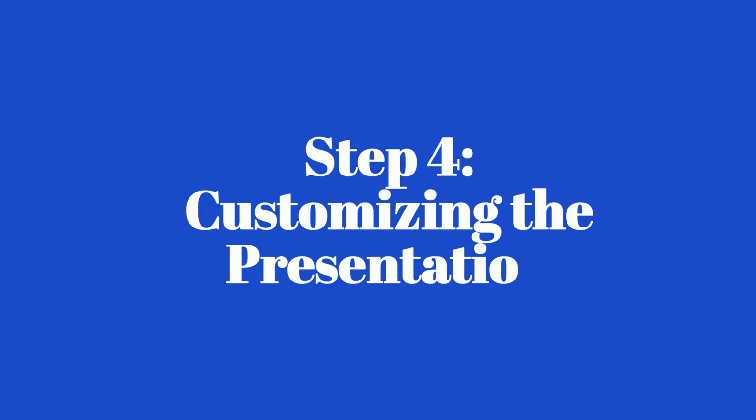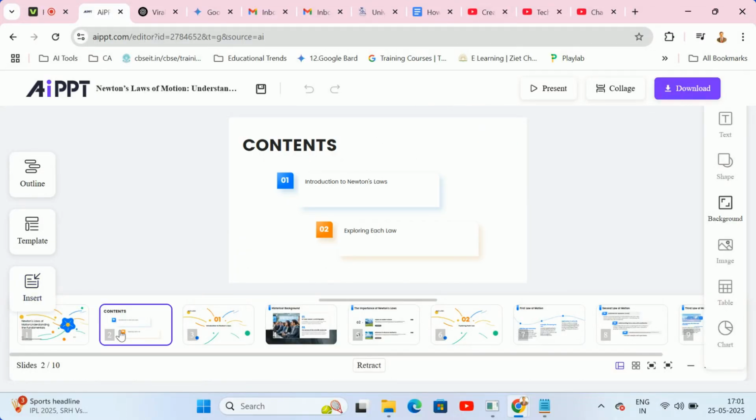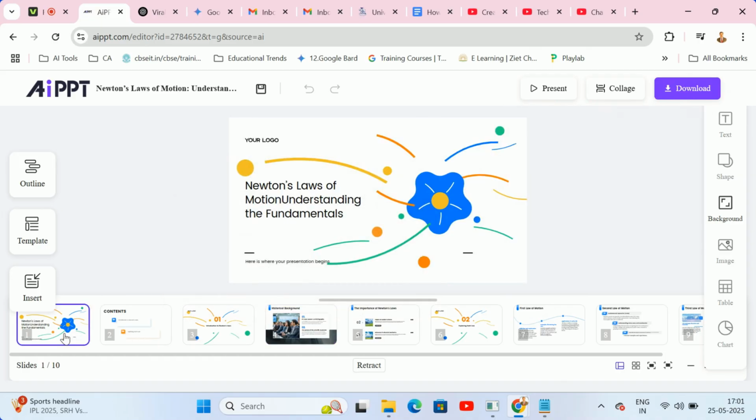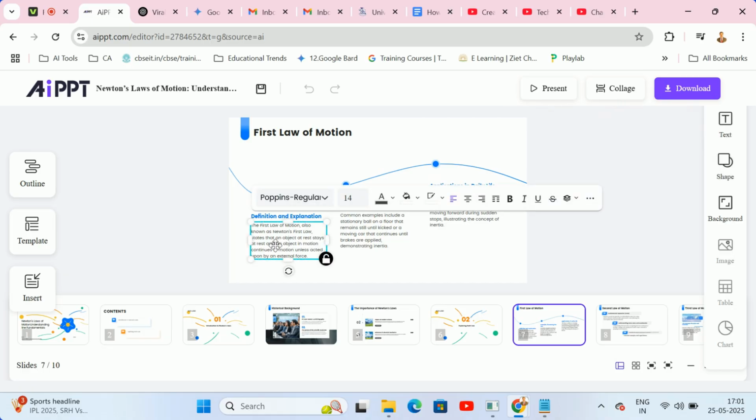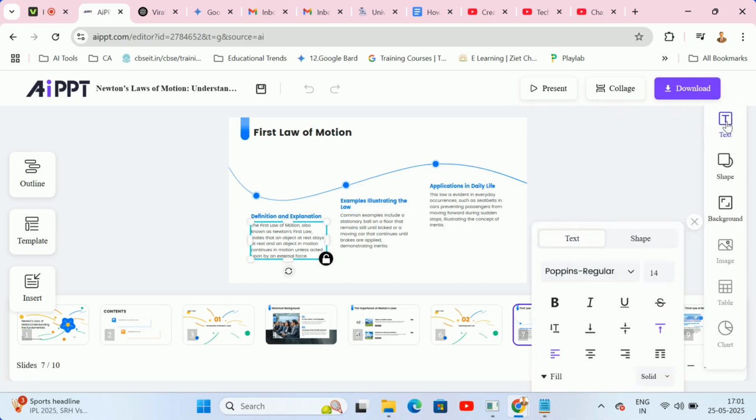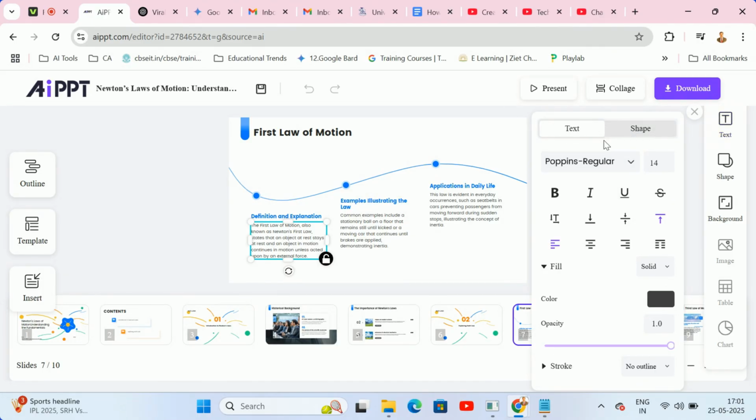Step 4. Customizing the presentation. Now that AiPPT has done the heavy lifting, let's make these slides truly yours. Customizing them is super easy. See any text you want to change? Simply click on it. You can adjust the wording to perfectly fit your teaching style or your students' level. Maybe you want to simplify the language for younger learners or add some extra notes or examples. It's all drag and drop easy.